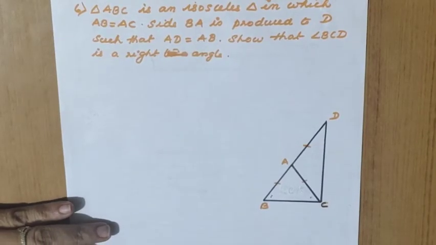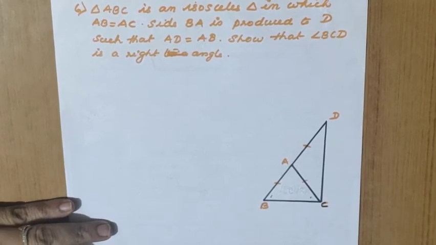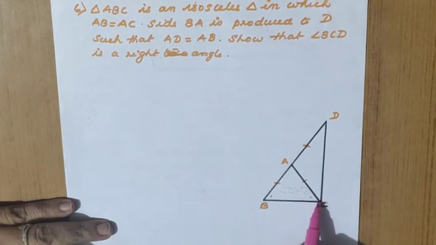Triangle ABC is an isosceles triangle in which AB equal to AC. Side BA is produced to D such that AD equal to AB. Show that angle BCD is a right angle. That means we have to prove what here? Angle C is 90 degrees.